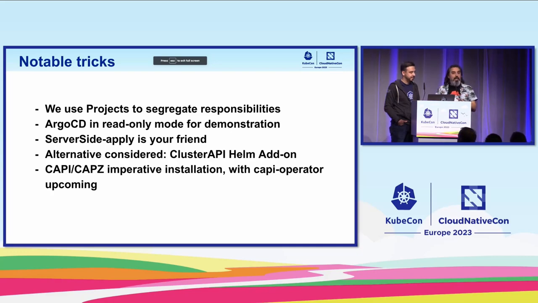We looked into the CAPI operator. It's actually pretty promising, but we couldn't make it work fully like we wanted. But of course, also the managed AKS support for cluster API for Azure is experimental, so it's also moving very fast and changing, so there's some more work to be done on that side.